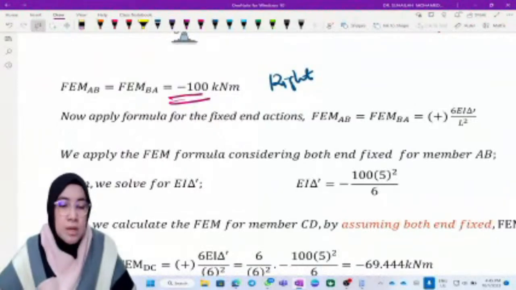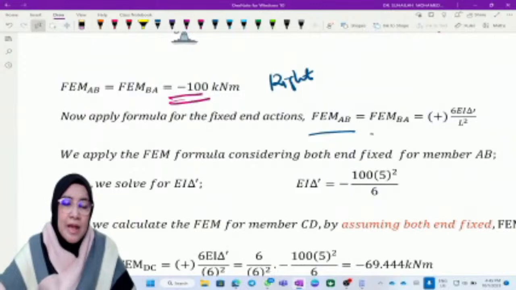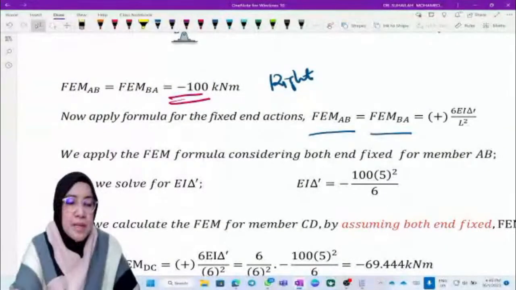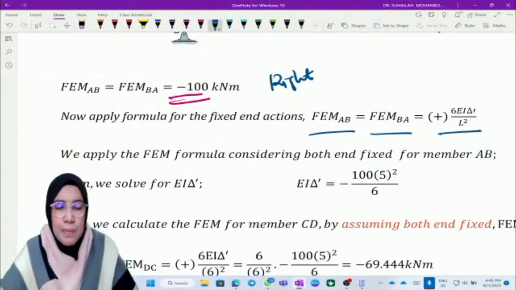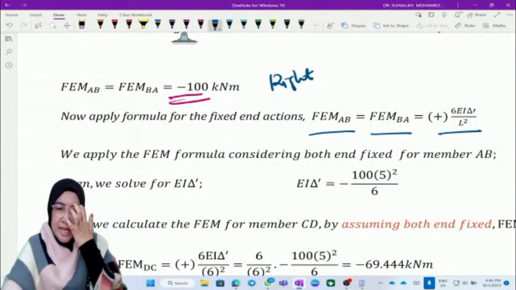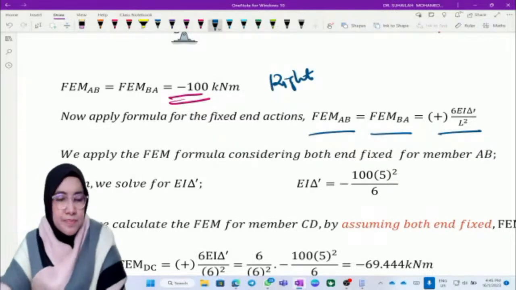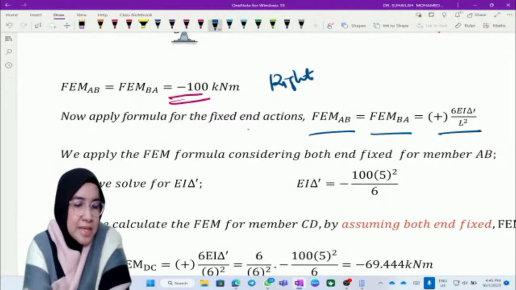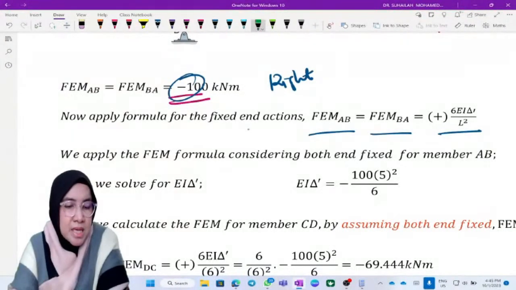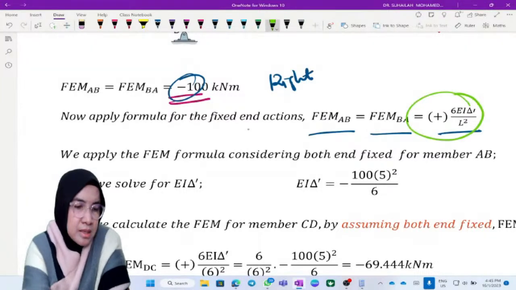Now we apply the FEM formula, FEM for AB and FEM for BA, and it is 6 EI delta prime over L squared. The value is negative, so I have to put a negative here. So it is negative 6 EI delta prime over L squared.